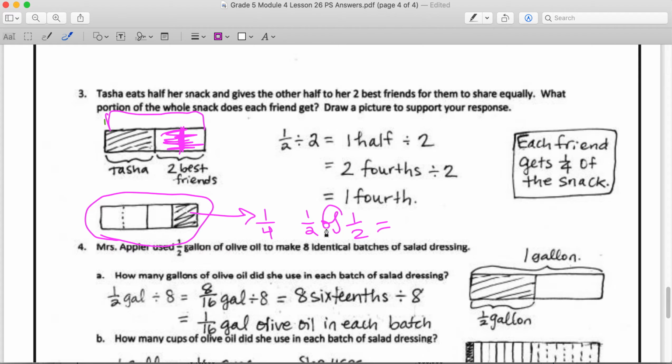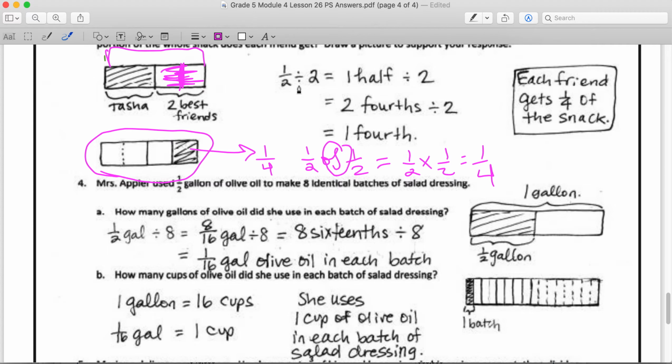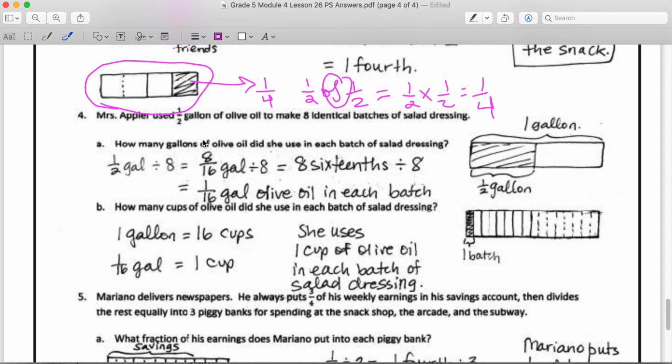Well, we know that this is multiplication. So 1/2 times 1/2 is 1/4. Okay? All right, we're going to keep going. And we know that division and multiplication are related. Okay, we know that it's related. All right, so Mrs. Appler used a half a gallon of olive oil to make 8 identical batches of salad dressing. So she's going to take this half and divide it by 8.